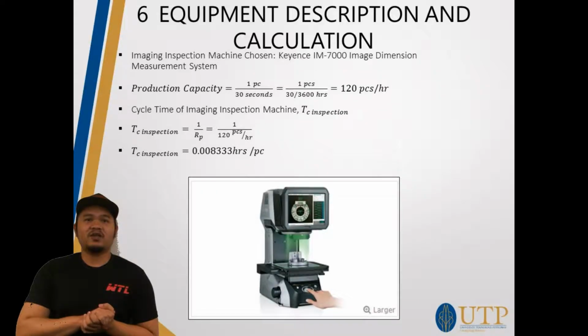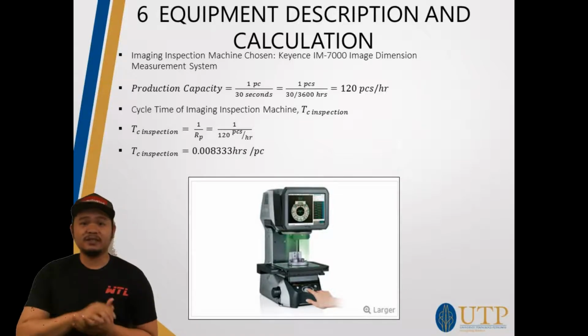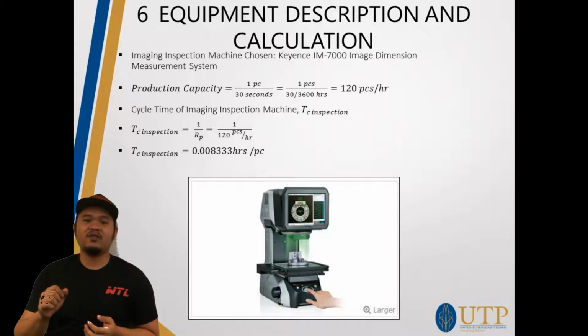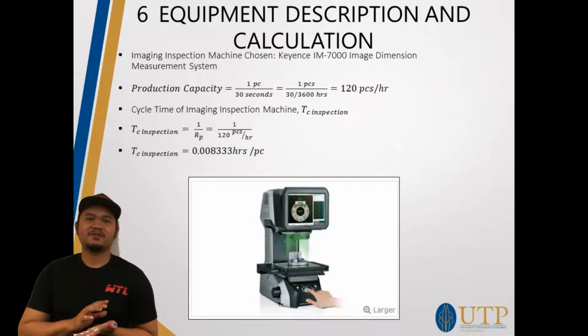Next, we're talking about the inspection machine. For the inspection machine we choose per piece, the processing time is 30 seconds. This means in one piece we do 30 seconds of inspection. So we convert that and we can get 120 pieces per hour. The cycle time we can get is 0.00833 hour per piece.